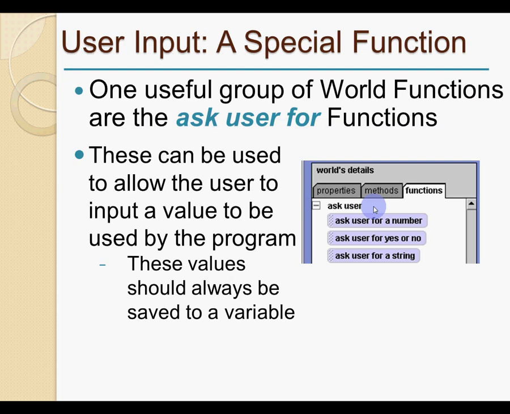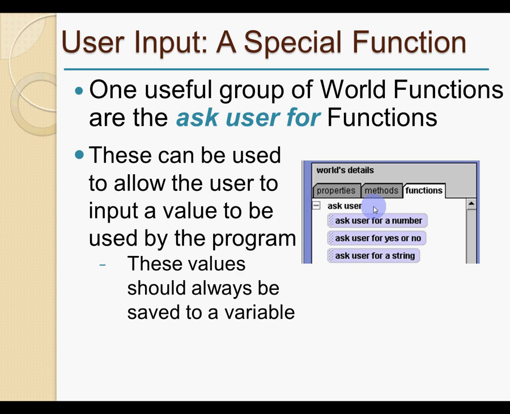So if we want to get user input, we're also going to be using a function. These are done using the ask user for functions found in the world functions. These are used to allow the user to input a value to be used by the program to do something. This is going to make our programs much more dynamic because now we can have the user actually interact with our programs and do something as a result of what the user says.